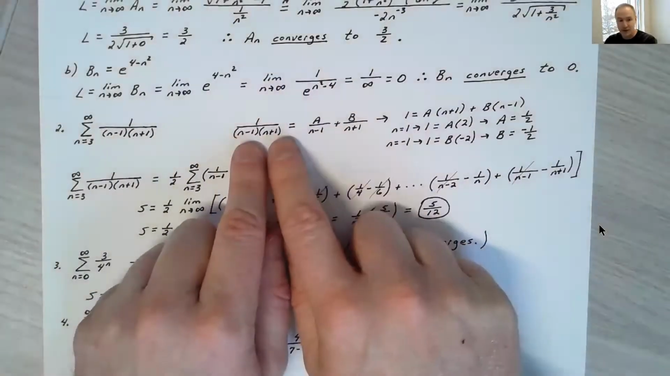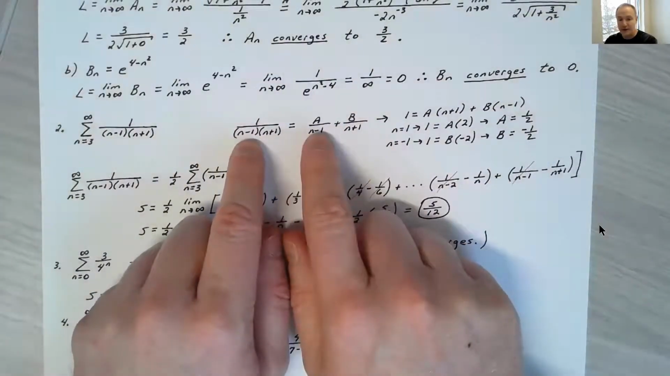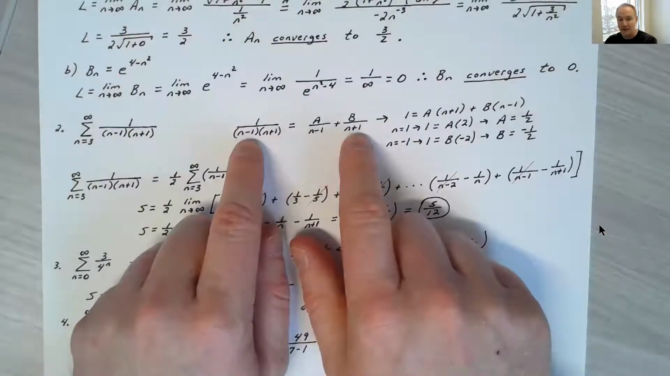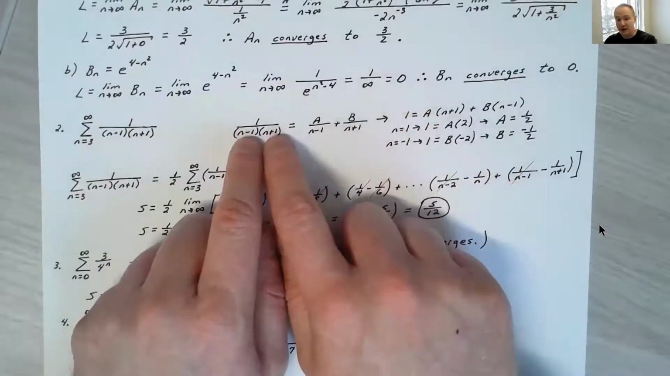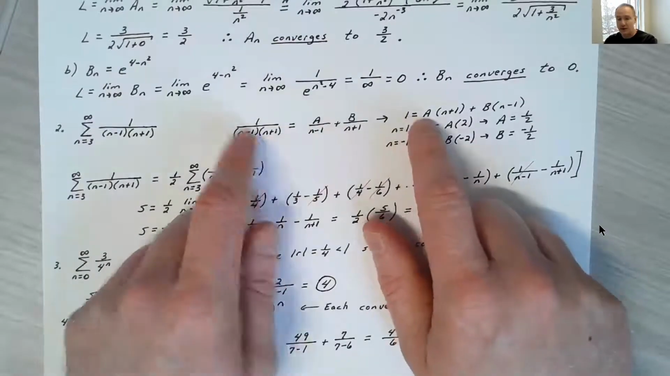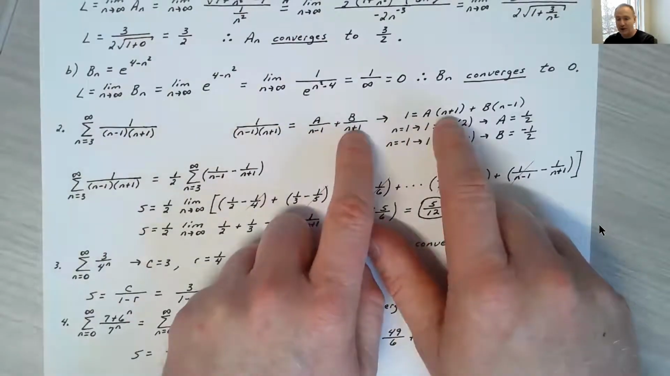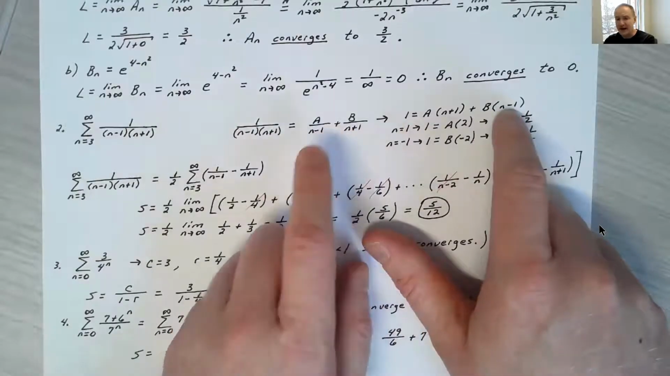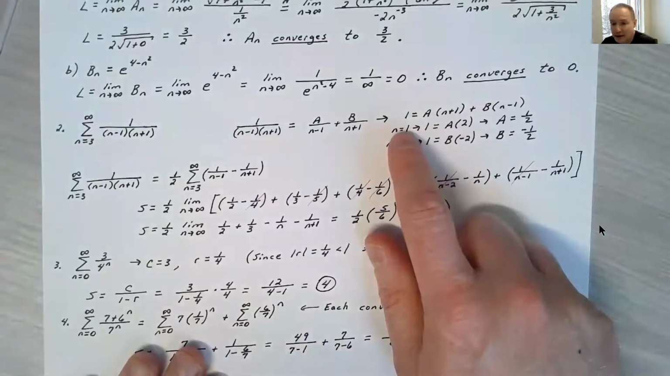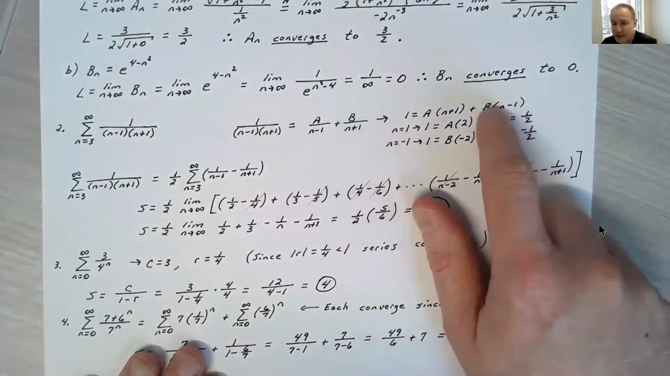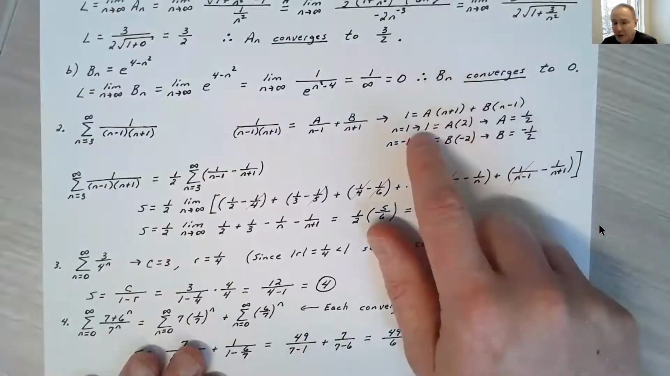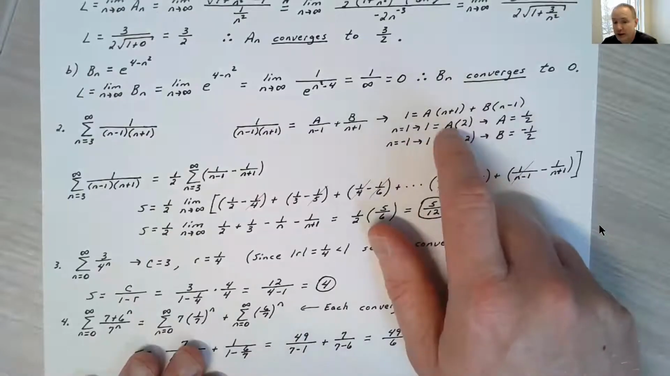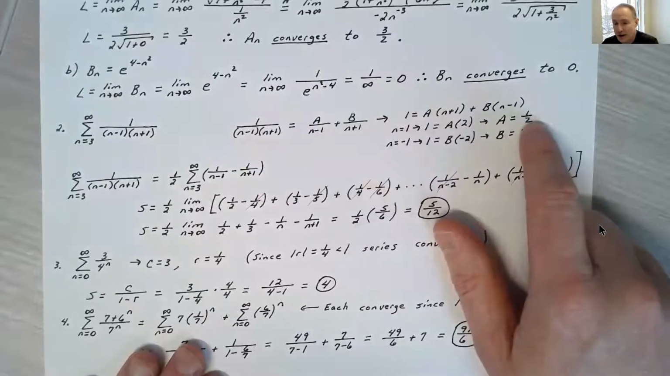I look at my fraction within and I break it into a over n minus 1 plus b over n plus 1. When I multiply by the least common denominator of n minus 1, n plus 1, I'm left with 1 is equal to a times n plus 1 plus b times n minus 1. Then I'm able to allow n to equal 1. That cancels out my b term. And I'm left with the equation 1 is equal to 2a. Thus, a is equal to 1/2.